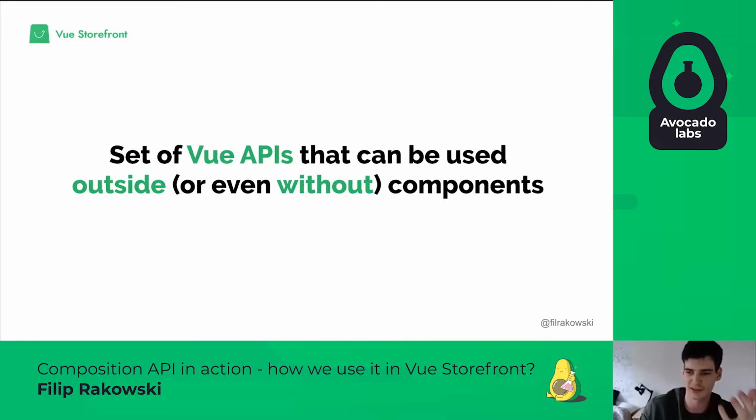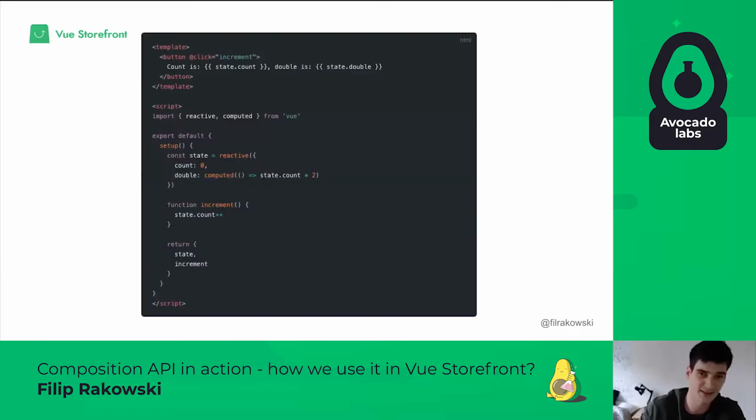So what is Composition API? In my understanding, the simplest possible definition is a set of Vue APIs that can be used outside or even without components. Something that we don't see in the current version of Vue.js that much. But a good example of such an API from Vue 2 is Vue Observable. With Vue Observable, we can actually use Vue APIs outside of Vue.js components. Composition API is bringing tons of functions enabling exactly the same. This is how it looks.